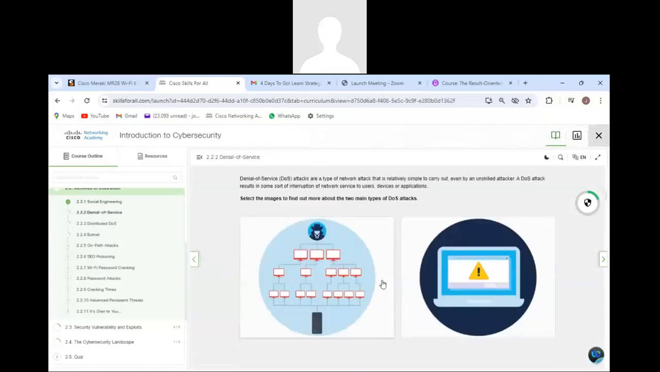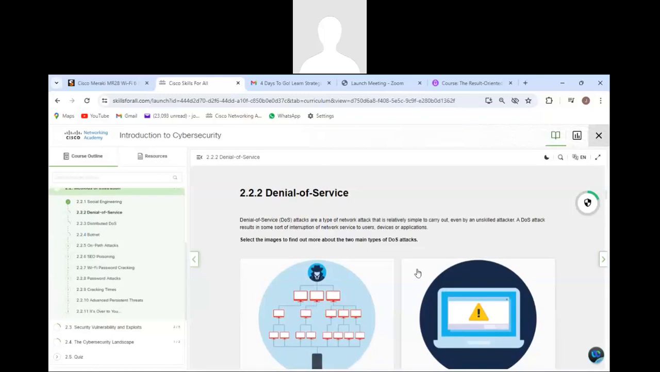Now, we have what we call denial of service. I want you to get this very well. We have denial of service and we have distributed denial of service. Denial of service is a situation whereby a system or network is being attacked and the rightful users of this network are denied access to the network. That is denial of service.